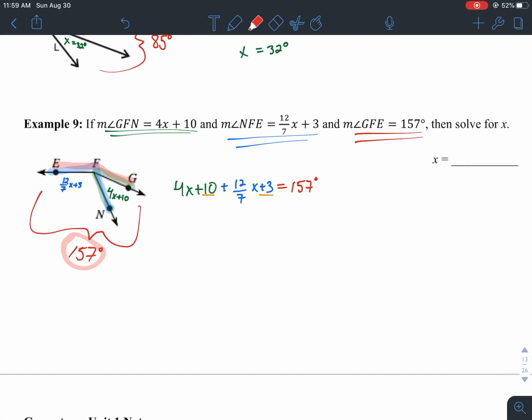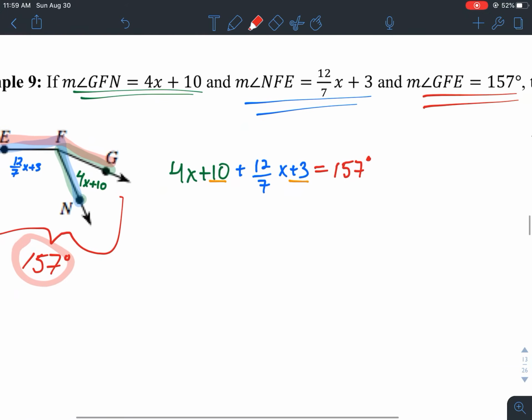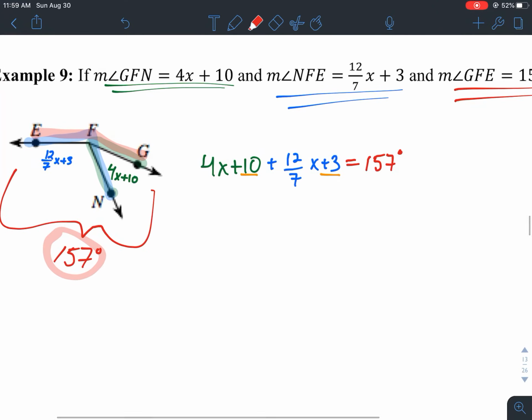Now, using the angle addition postulate, we can write an equation. Again, small chunk plus small chunk equals big chunk. My two small chunks are the green and blue, GFN and NFE, added together should be equal to our big chunk, which is 157. So here's my equation here. I know we have a fraction. We'll deal with that in a bit.